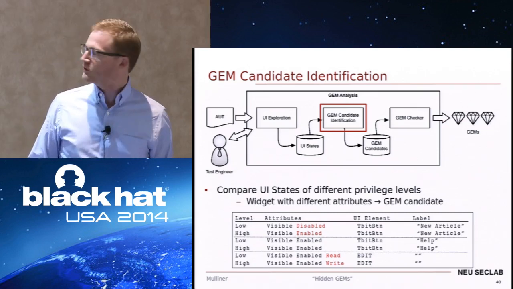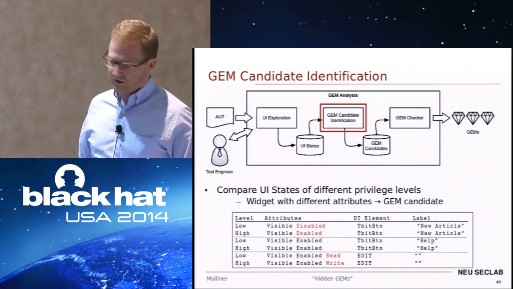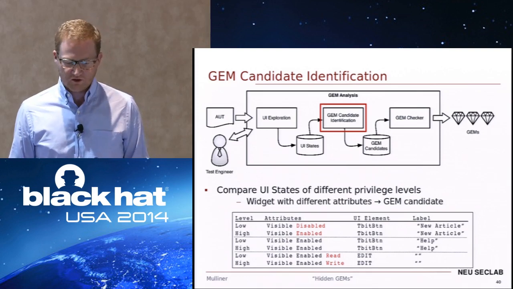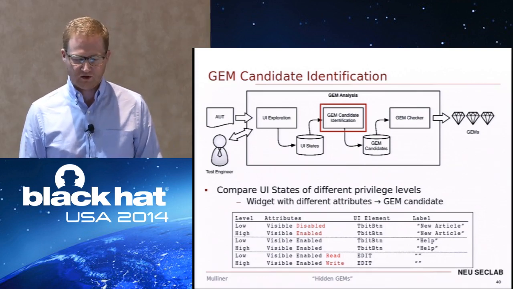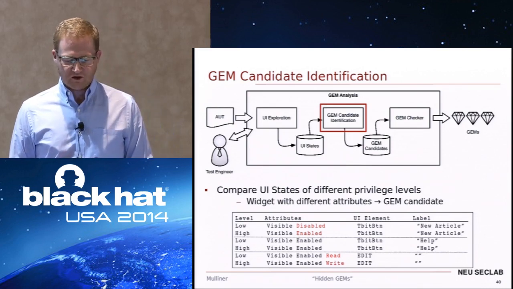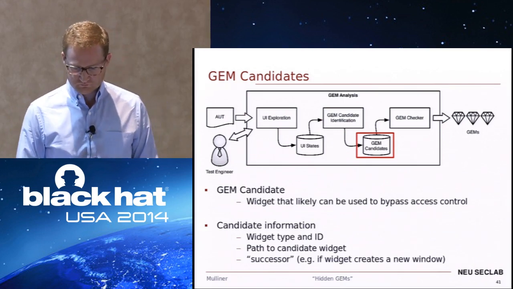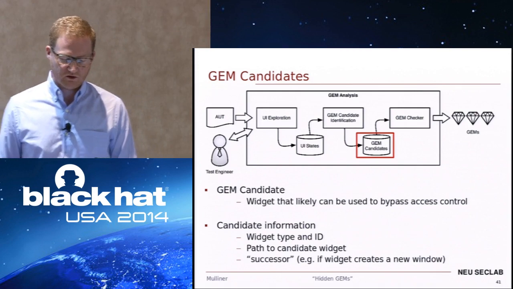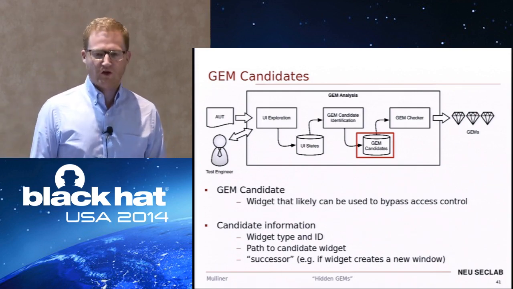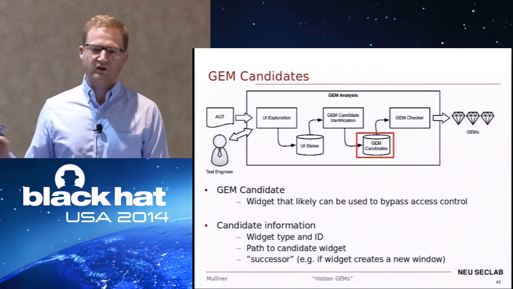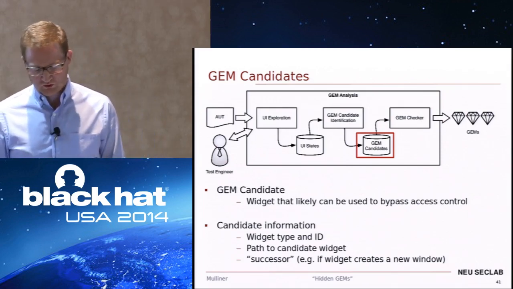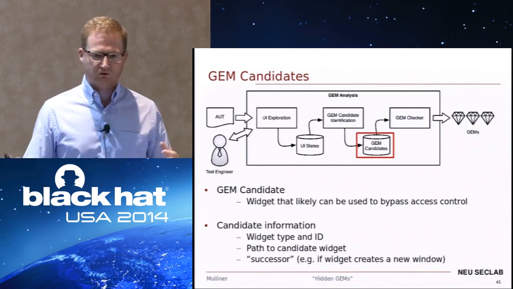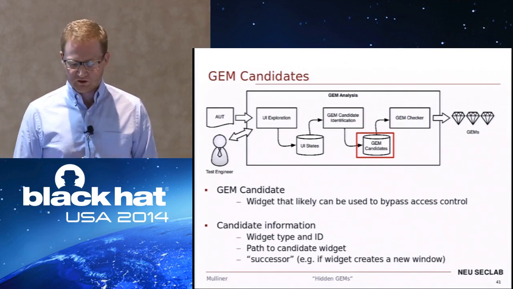And all those widgets which have different attributes at different privilege levels, those are our candidates. Those are the widgets which have the potential to be a UI element misuse case. So those go into this collection, and we just have a list of widgets, and each candidate has a widget ID and type, so this is a button, number something. You have a path, so you know how to get from application start to the screen that contains that widget. And depending on the widget type, you may have a successor. So if I press this button, a new screen with the title hello appears, and stuff like that, we record.